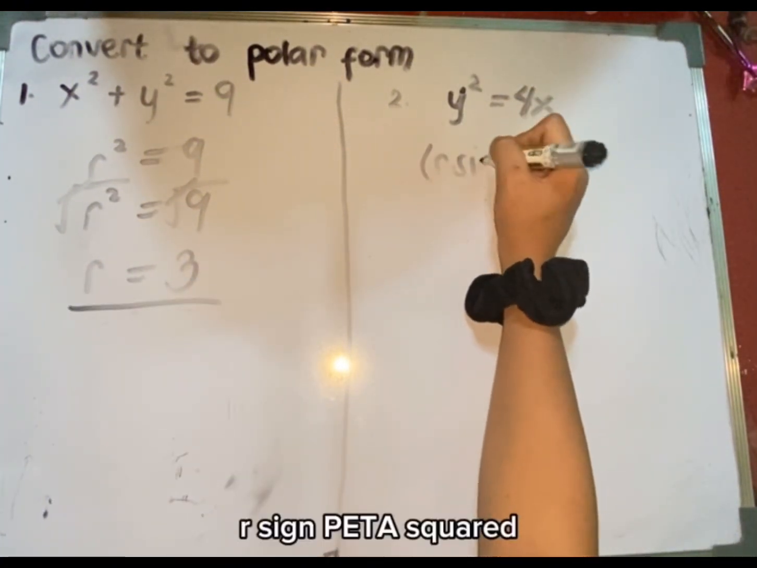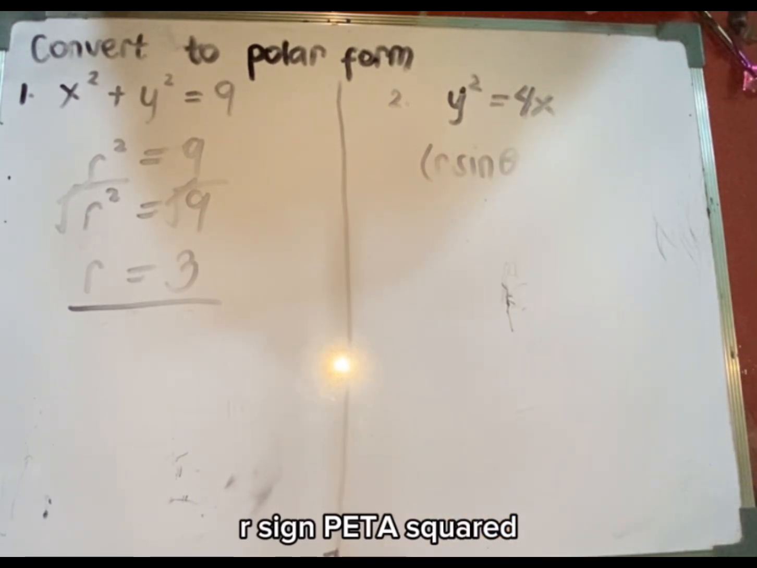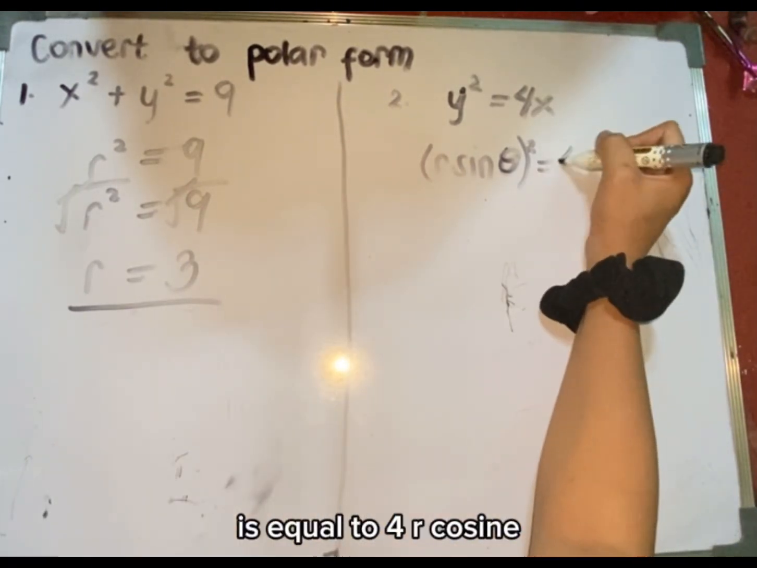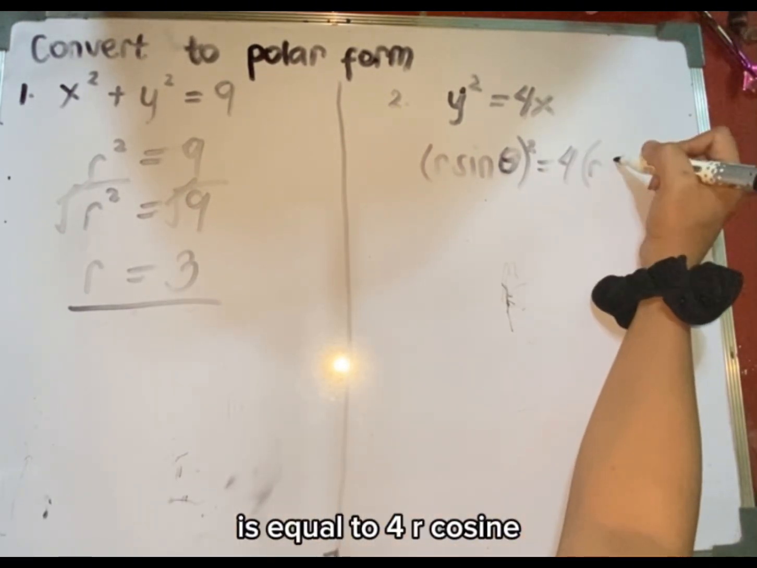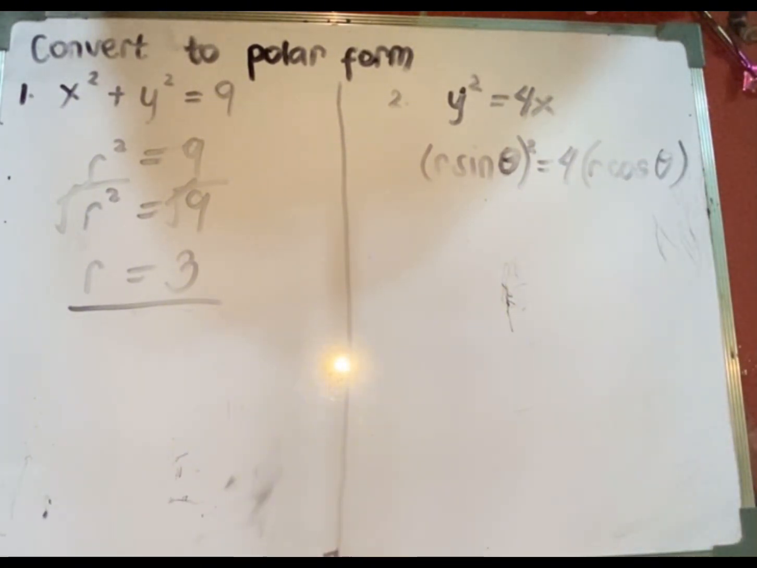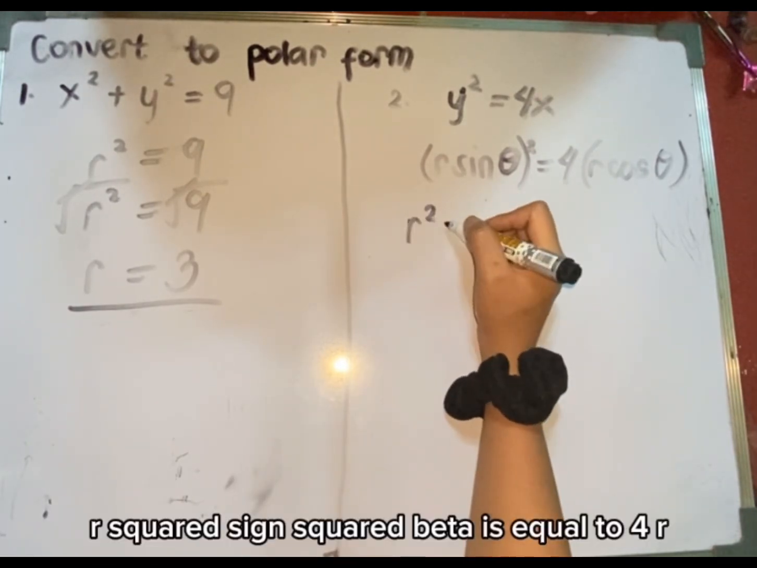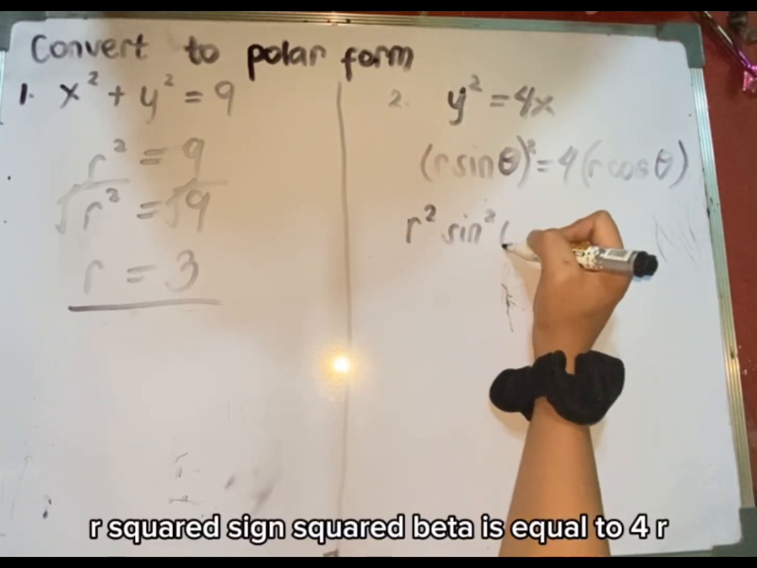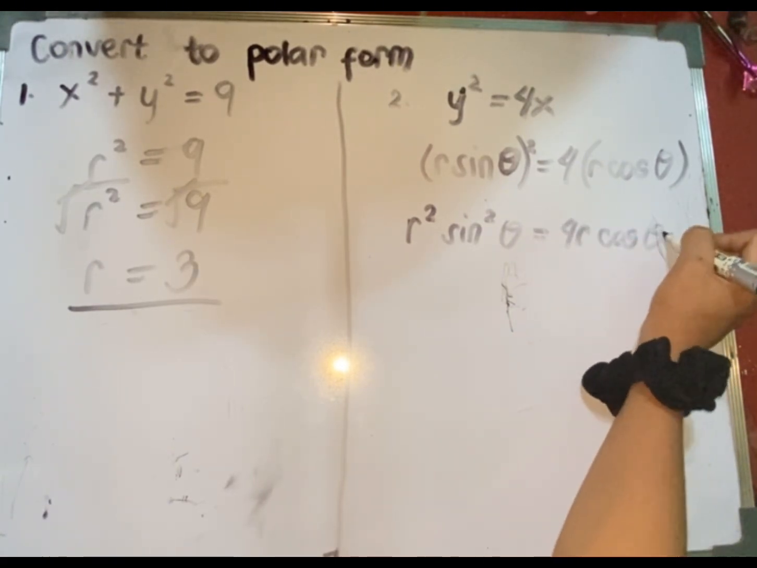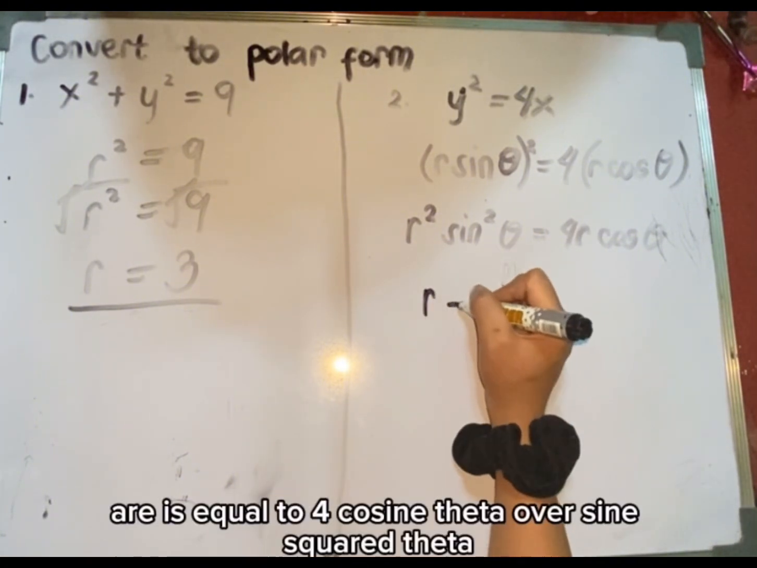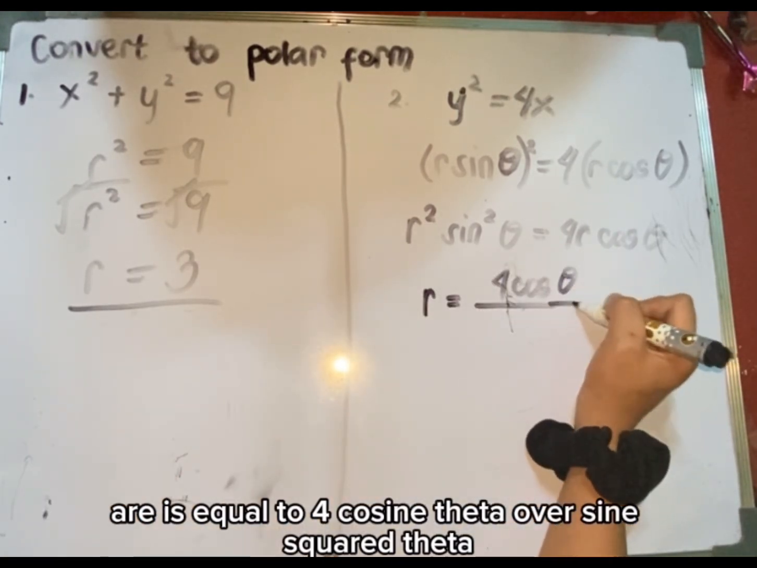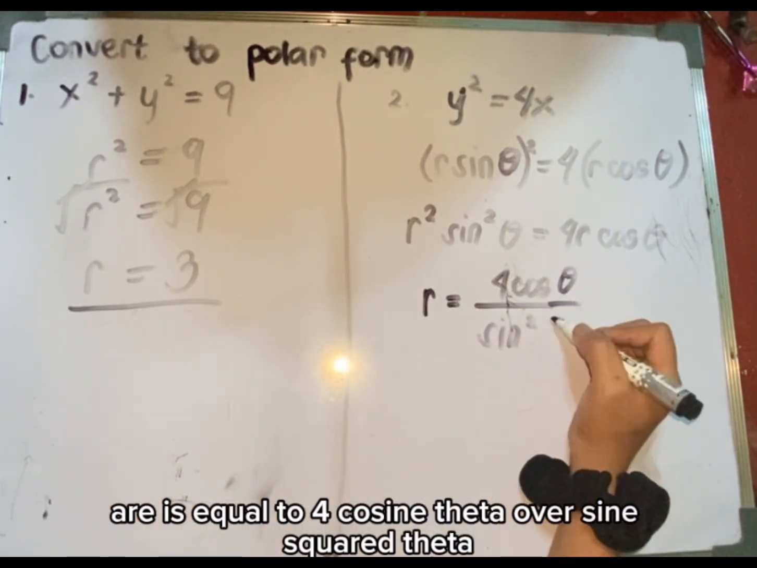For the second, r sine theta squared is equal to 4 r cosine theta. r squared sine squared theta is equal to 4 r cosine theta. r is equal to 4 cosine theta over sine squared theta.